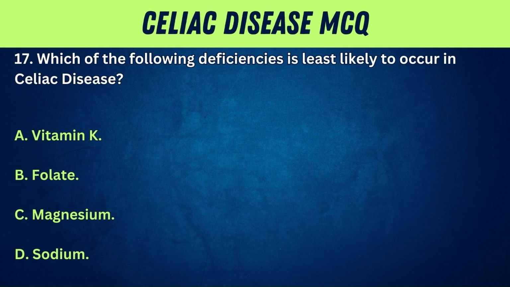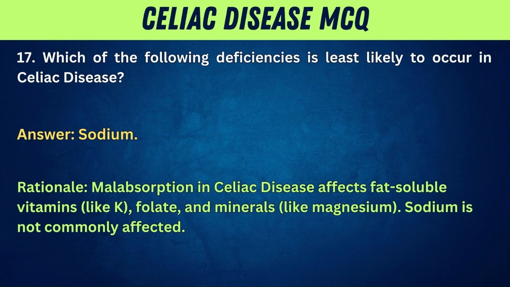17. Which of the following deficiencies is least likely to occur in celiac disease? A. Vitamin K. B. Folate. C. Magnesium. D. Sodium. Answer: sodium. Rationale: malabsorption in celiac disease affects fat-soluble vitamins like K, folate, and minerals like magnesium. Sodium is not commonly affected.